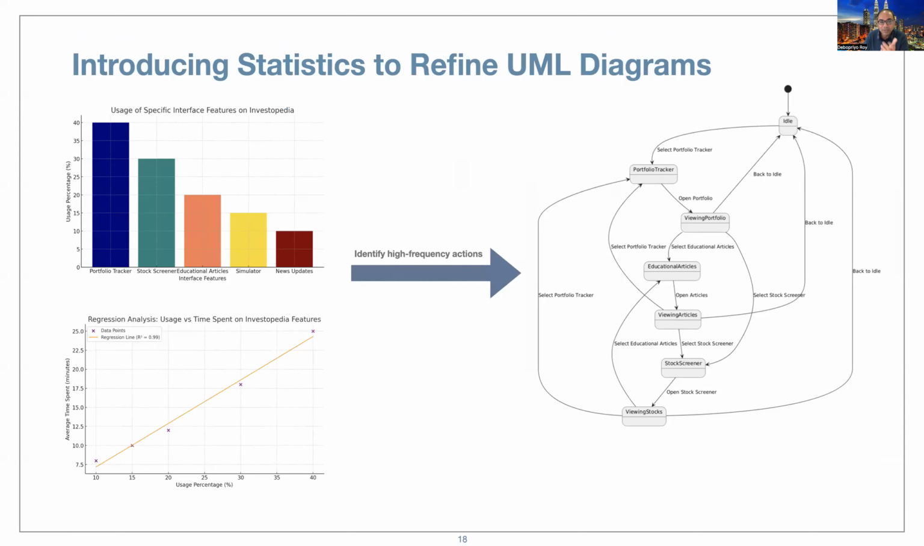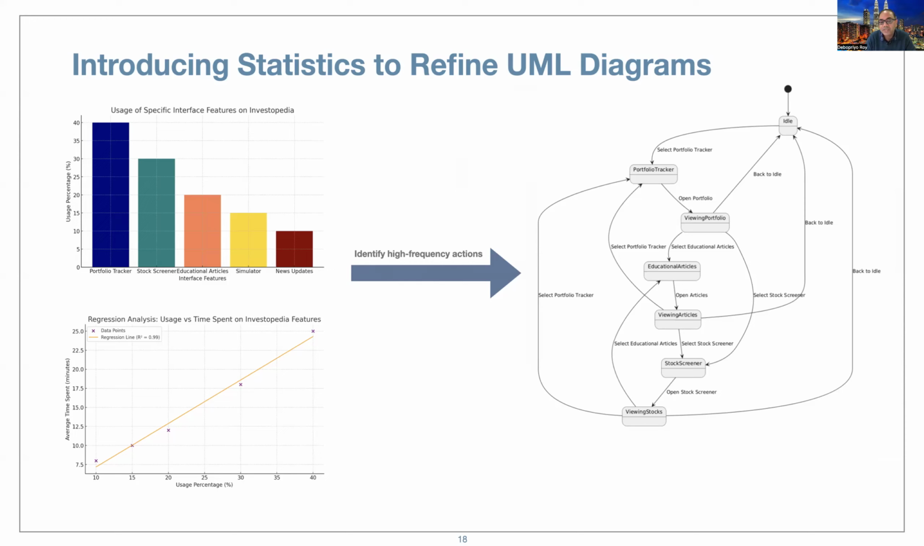So this is something interesting because this is based on the interaction of a user with a system like Investopedia or Yahoo Finance. So a particular user is using something like a portfolio tracker, stock screener, educational articles, simulator, news updates, and they have a certain frequency in which they are using it. Okay, this first figure is showing the usage percentage. And the next one is a regression analysis. It's showing usage versus the time spent on certain kinds of clicks, certain kinds of pages in Investopedia.